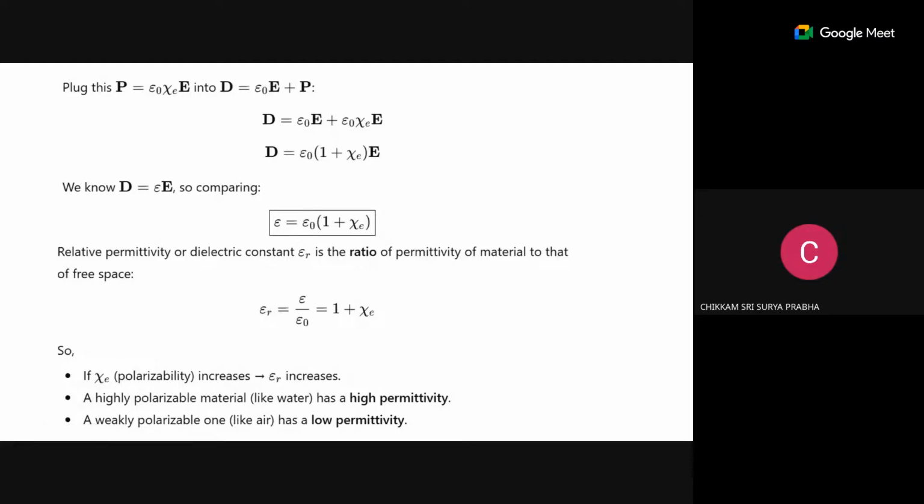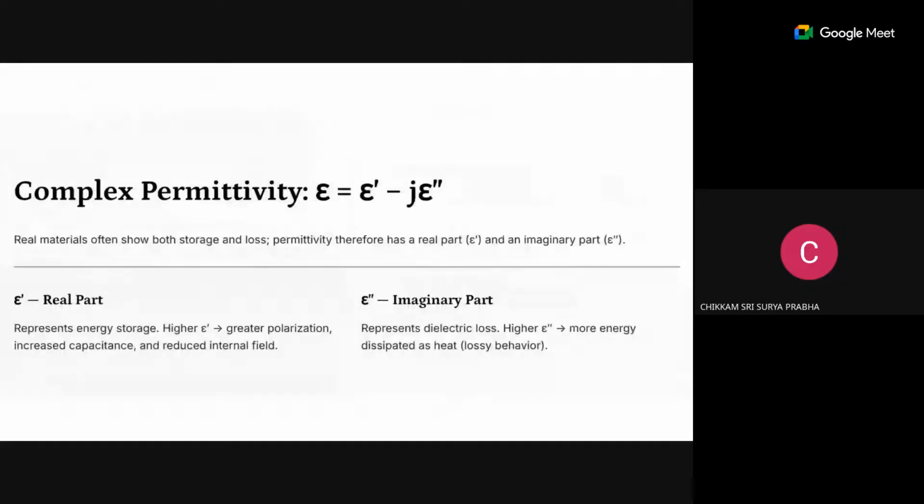From this, we can give a physical definition for permittivity. If a material has high permittivity, we can say that the material can polarize easily, so that the field inside becomes very weak. And if a material has low permittivity, the material cannot polarize much, so it has a stronger electrical field compared to the higher permittivity materials.